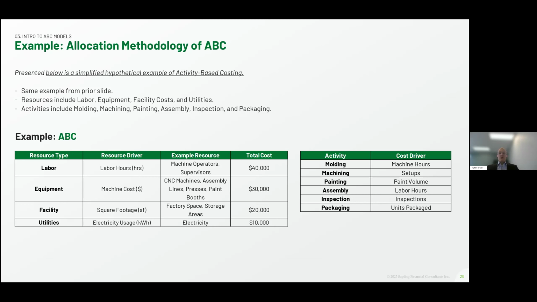We also show examples of what these resources would be. For example, labor would include machine operators and supervisors on the factory floor. Then finally, the total overhead cost for each resource is shown, and adds up to the same amount of 100,000 from the prior example. Following this, activities and their cost drivers are identified, including molding, driven by machine hours, machining, driven by the number of setups, painting, driven by paint volumes, assembly, driven by labor hours, inspection, driven by the number of inspections, and packaging, driven by the number of units packaged.